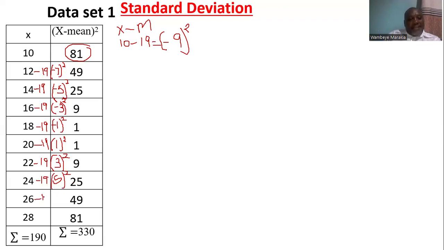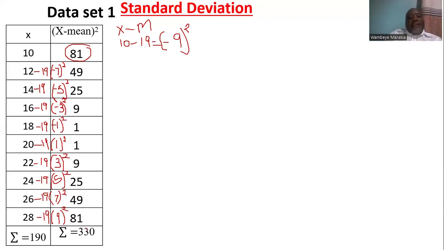26 minus 19, you get 7. You square 7, you get 49. Then we have 28 minus 19, you get 9. And when you square 9, you get 81. Now, you add all these numbers, 81 plus 49 plus 25 plus 9 plus 1 plus 1 plus 9 plus 25 plus 49 plus 81, you get 330.